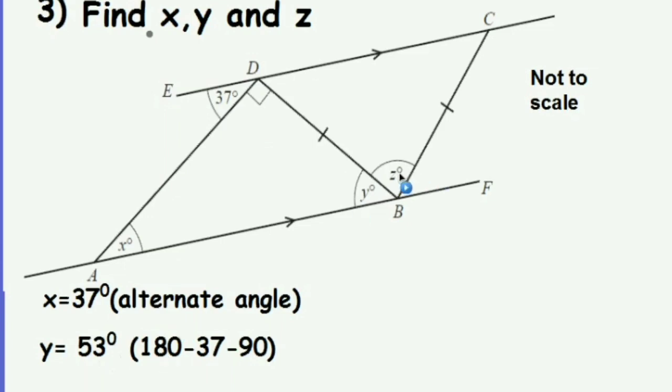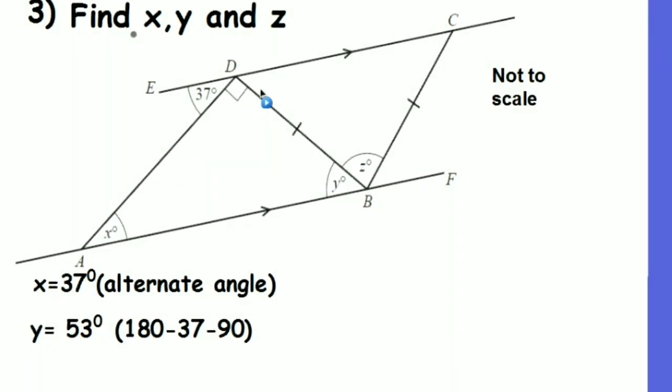Now what about our Z? Look here, Y is equal to 53 degrees. What about this small angle? This is also 53 degrees because it's an alternate angle. Now you can see there are 2 small lines mentioned here. That means this triangle is an isosceles triangle. What is the property of an isosceles triangle? In an isosceles triangle, 2 angles are equal. So if it is 53, this is also 53.